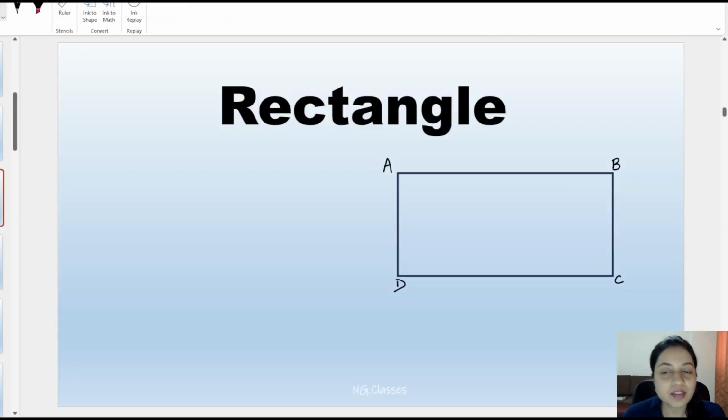Here we have a rectangle ABCD. Since opposite sides of a parallelogram are parallel and equal with each other, here also the opposite sides, that means AB and CD, will be parallel and are also equal in length. Similarly, the opposite sides, that means AD and BC, are parallel to each other and are also equal in length. Apart from that, each interior angle of the rectangle is 90 degrees.